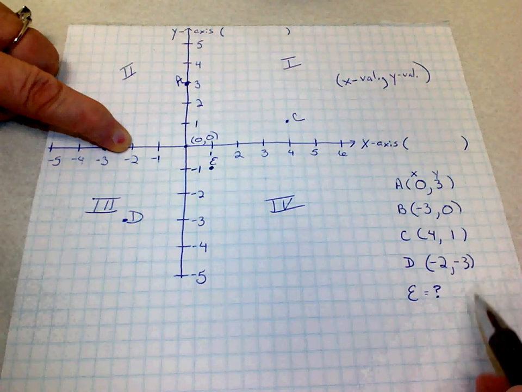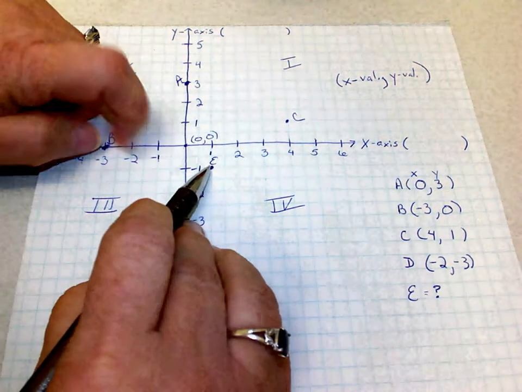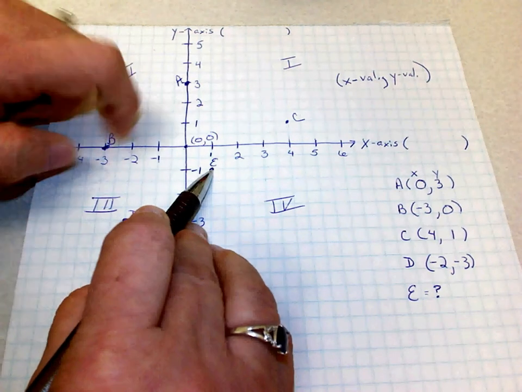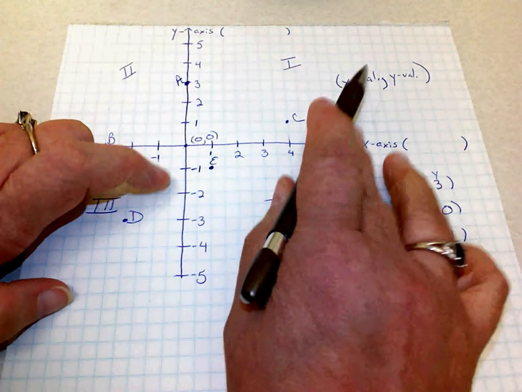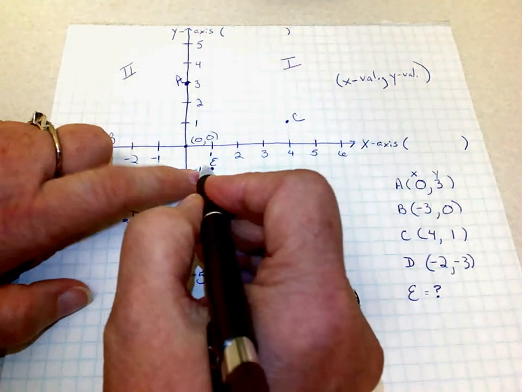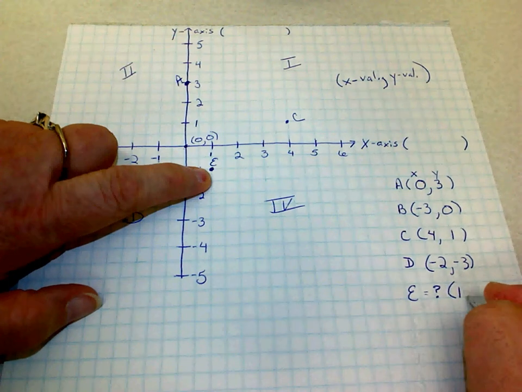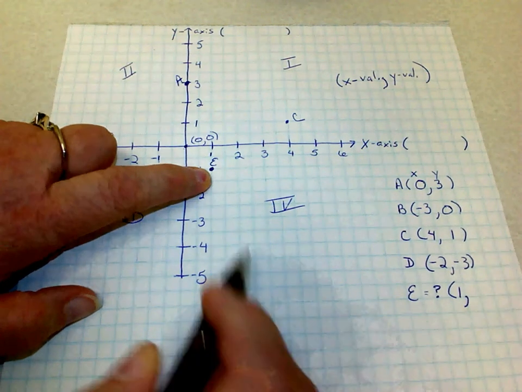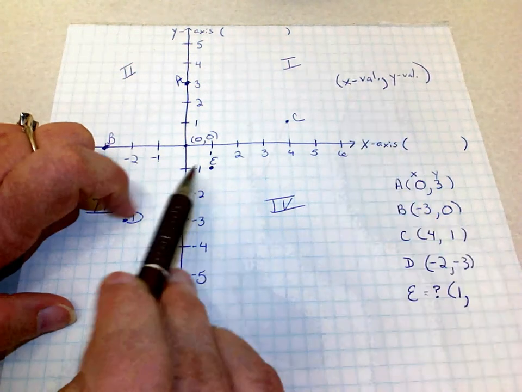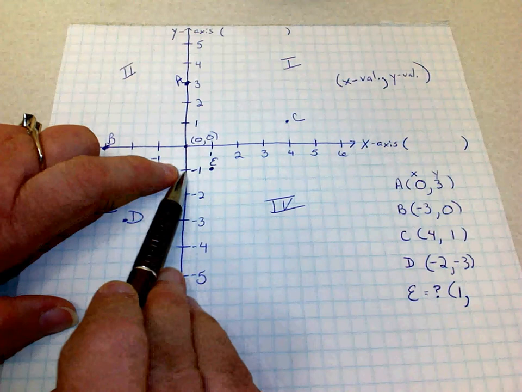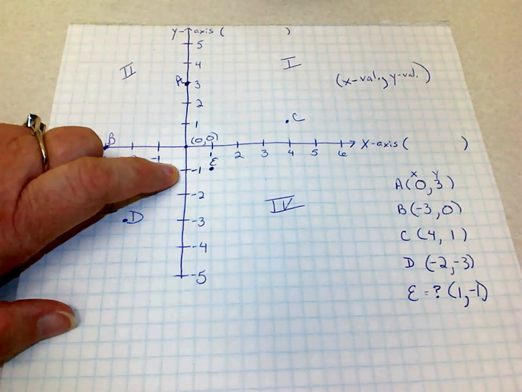Now, what I want to know is, what is E? Well, E is right here. First, we have to find which value? You got it. We got to find x. Well, our x is a positive 1. And we're going to put a comma. Now, the second value has to be y. So where is y? It's at negative 1. And so we have found it.